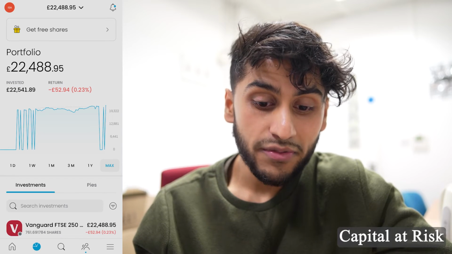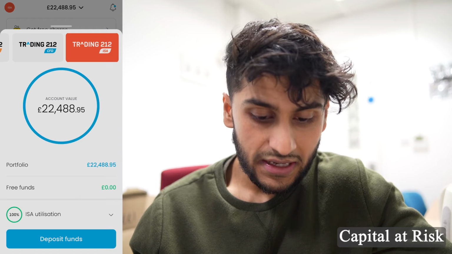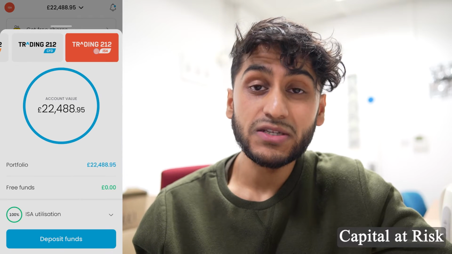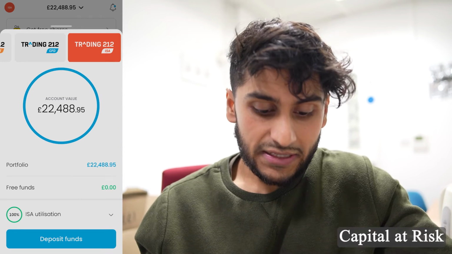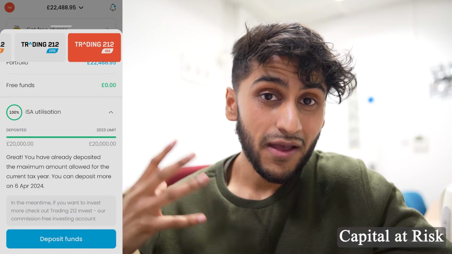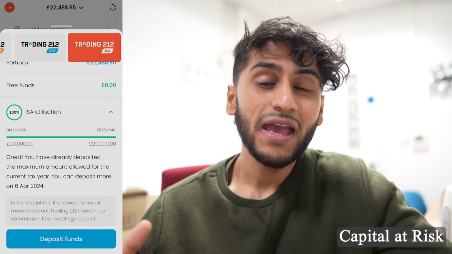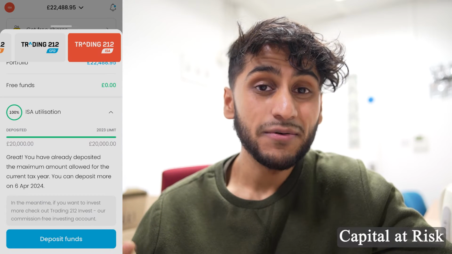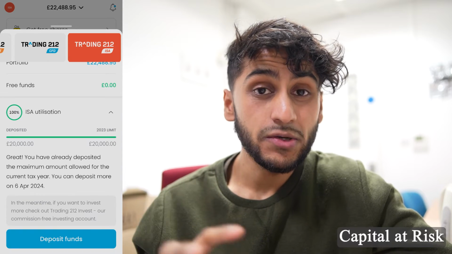Now, if I press on the drop-down menu here, you can see that I am definitely within my Trading 212 ISA account, but also we can see a little progress bar here. Like I said before, everyone in the UK, if you are a full-on UK taxpayer, has a £20,000 allowance per tax year that we can put into our ISAs.